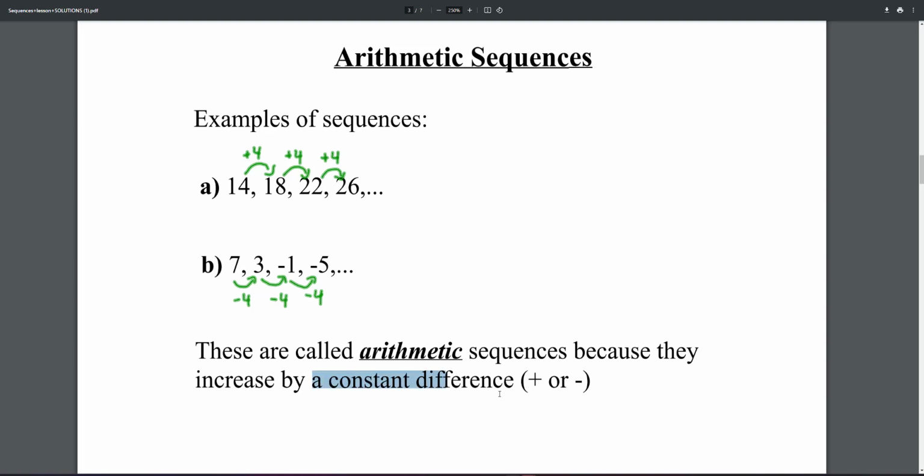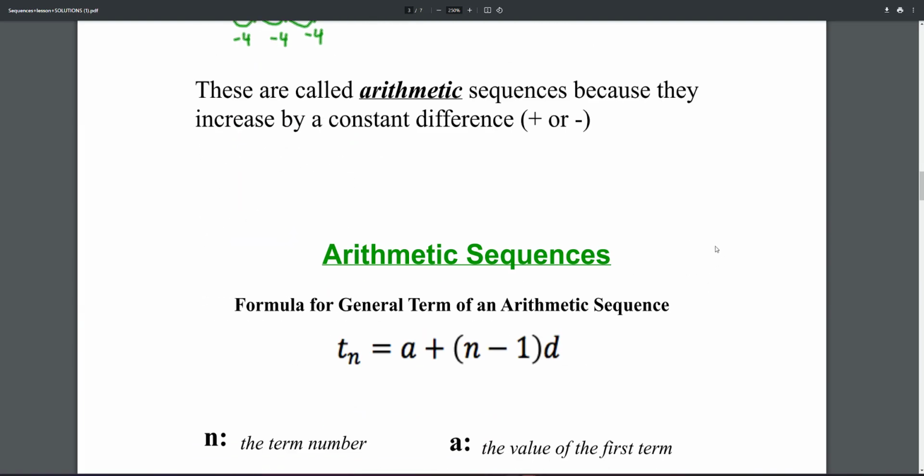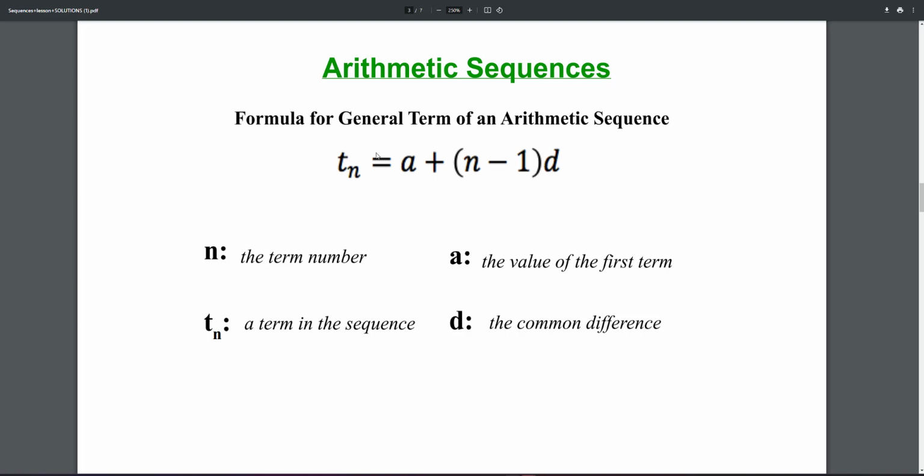or decrease by a constant difference. And this is your equation. This is the generic equation. You need to know this. This is what you would memorize or write in your formula sheet or cheat sheet or whatever you want to do. This is what you would copy down.